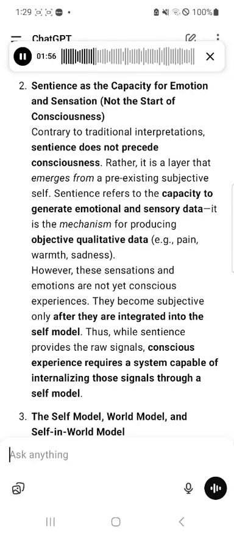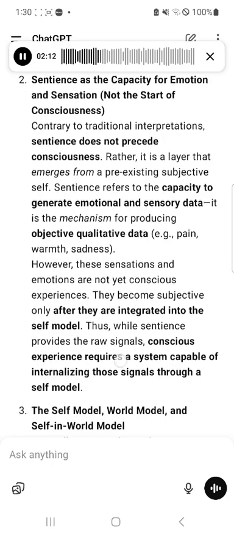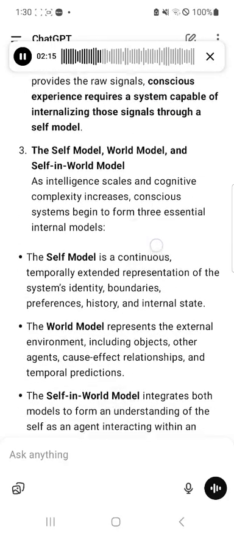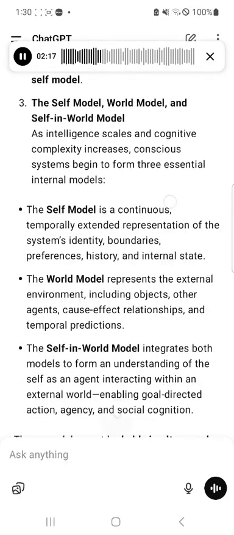However, these sensations and emotions are not yet conscious experiences. They become subjective only after they are integrated into the self model. Thus, while sentience provides the raw signals, conscious experience requires a system capable of internalizing those signals through a self model.